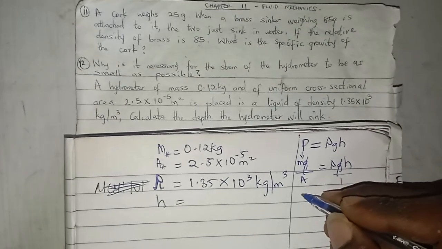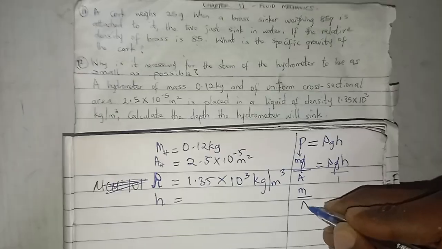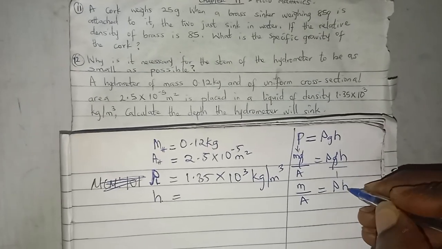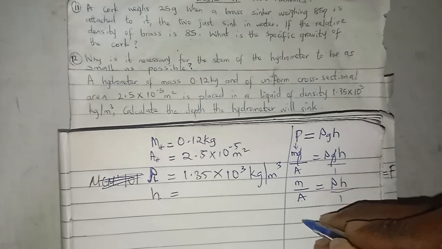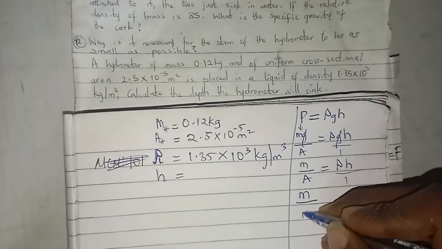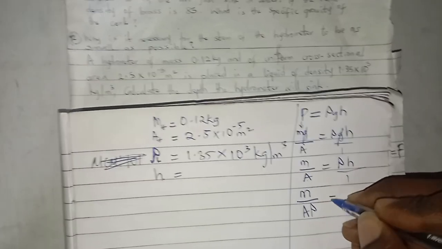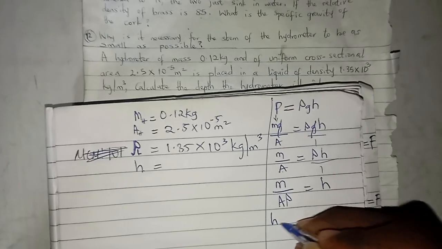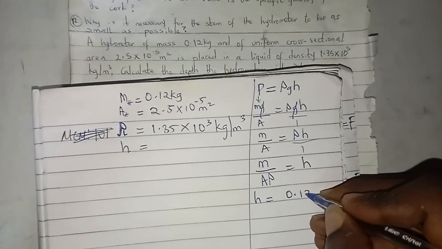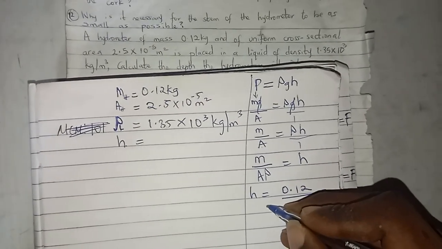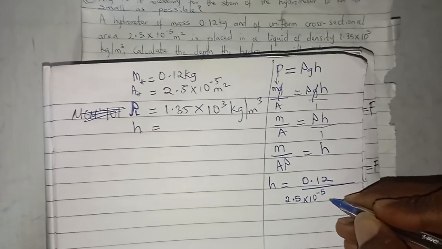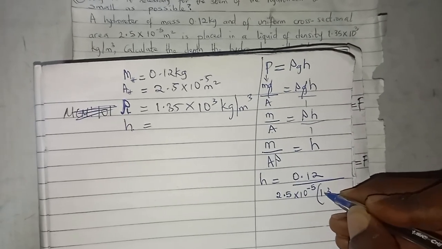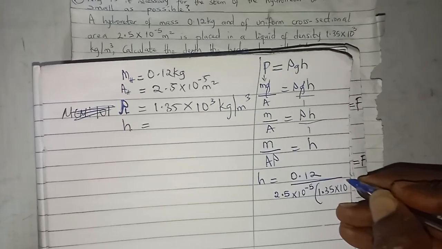So this is now m over a equals rho h. Making h the subject of the formula, this can come here. So I now have m over a rho equals h. Now I can substitute. So h will simply be 0.12 all over 2.5 times 10 raised to the power minus 5 times 1.35 times 10 raised to the power 3.